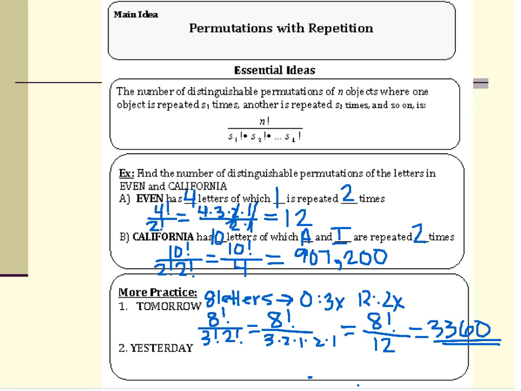The word yesterday, if you count it out, it's got 9 letters. And we've got a few repetitions here. The letter Y is repeated 2 times. And the letter E is also repeated 2 times. So I've got 9 factorial divided by, I've got 1 letter repeated twice, so 2 factorial, times another letter repeated twice, that's another 2 factorial. So I've got 9 factorial divided by 2 factorial times 2 factorial, which if you simplify this, you'll get 90,720.